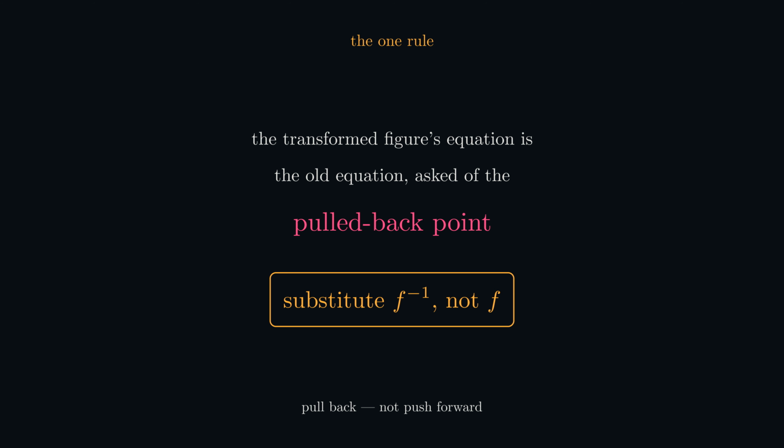The minus sign in x minus 3, the quarter turn, mirror images, zooming, every one of them is this single sentence, applied to a different way of moving points. The rest of the episode simply makes this sentence obvious, and then lets it run.